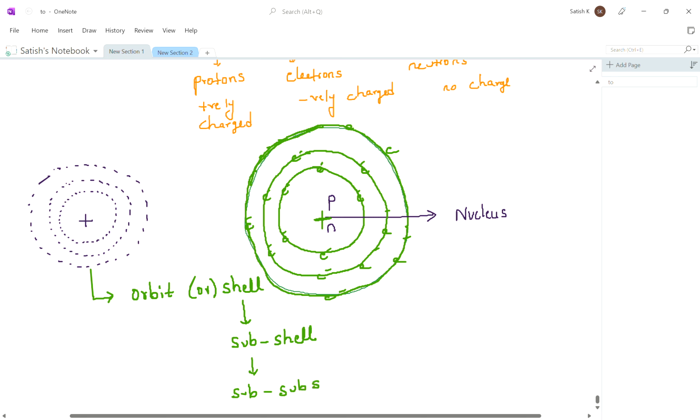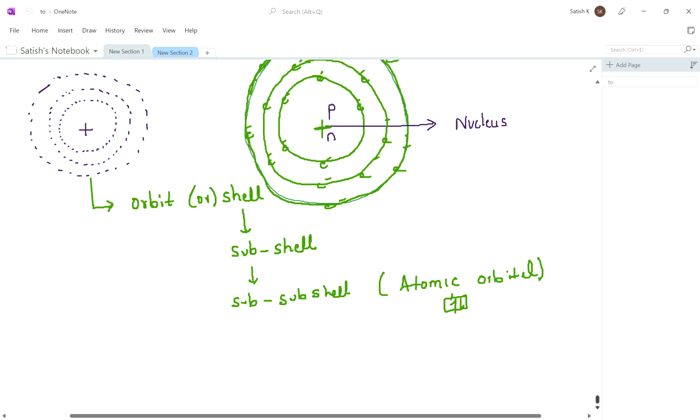Okay, so this sub-subshell only we call it as atomic orbital. Atomic orbital means each box like this. Each box has a capacity of 2 electrons, one upward direction, one downward direction. So how will we come to know all the points? We have rules: Hund's rule, Pauli's exclusion principle, and the Aufbau principle.